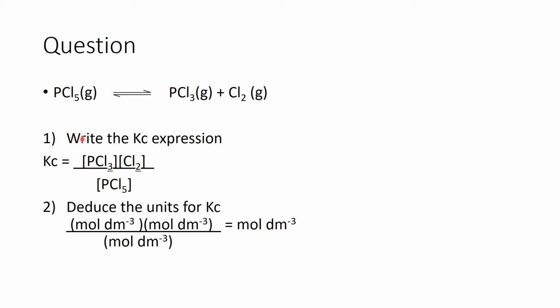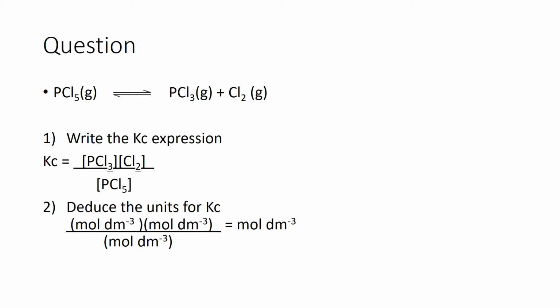Hopefully you worked out that Kc will be the concentrations of the products, which are both 1 mole of each, so it's just going to be the concentration of phosphorus trichloride multiplied by the concentration of chlorine, divided by the concentration of the reactant, which is phosphorus pentachloride, right? The concentration of phosphorus pentachloride. Here, though, in terms of the units, they will cancel like this.